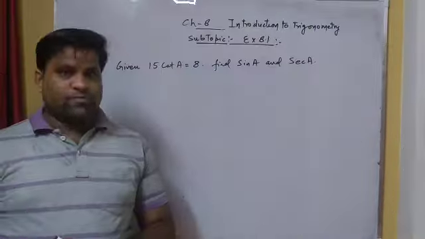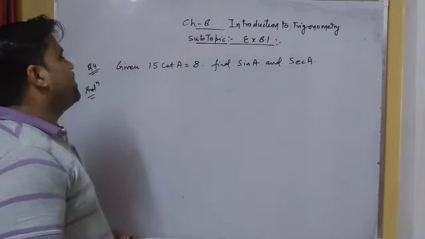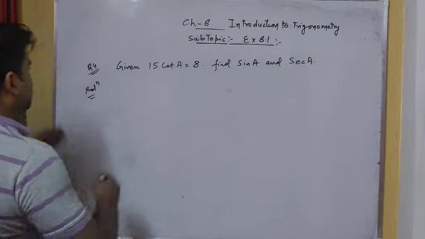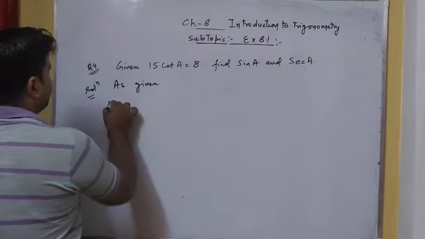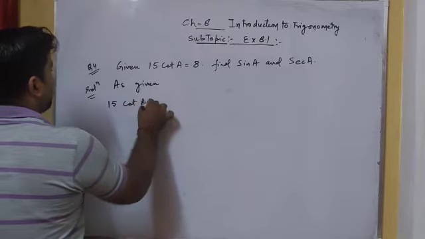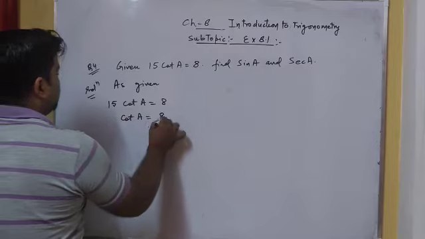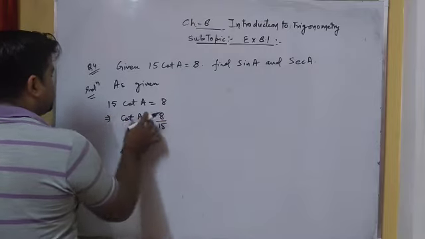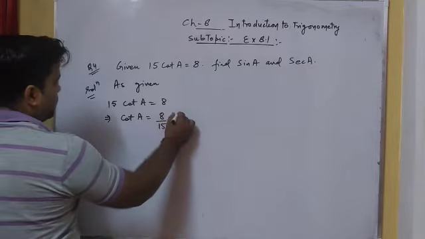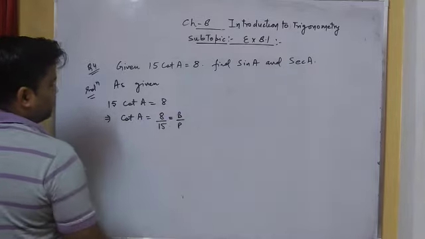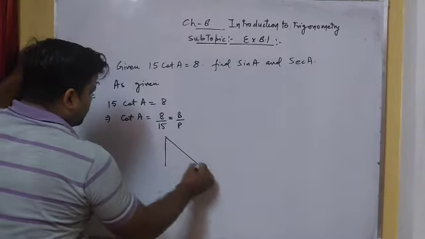Now question number 4. Given 15 times cot A is equal to 8, find sin A and sec A. As given, 15 times cot A is equal to 8, so we get cot A is equal to 8 by 15. As this trigonometric ratio is cotangent, we know that it is base over perpendicular. So we can draw a right angle triangle for this.